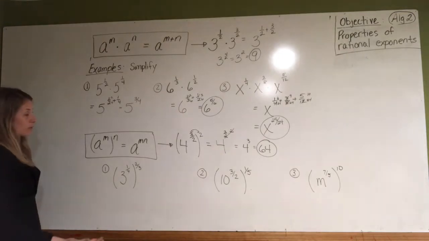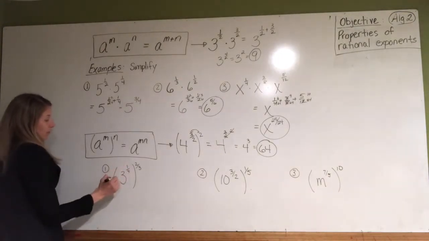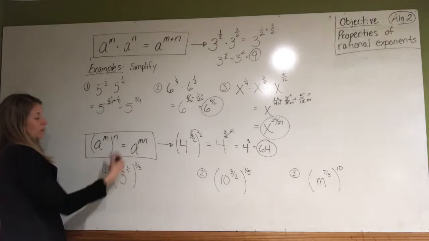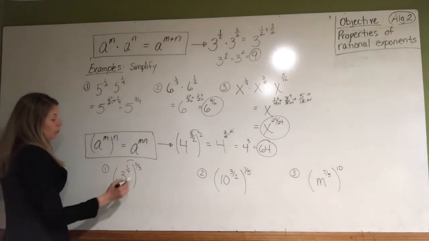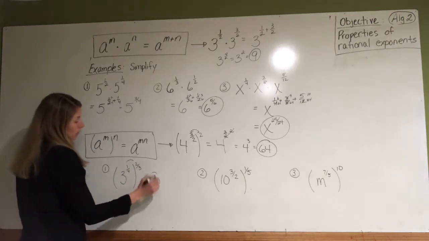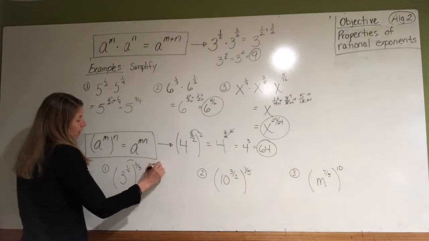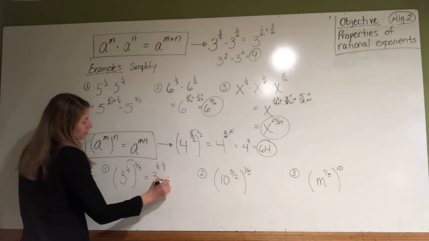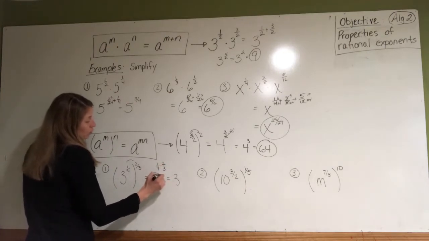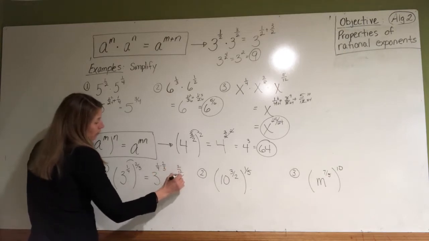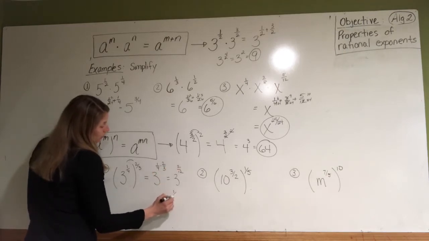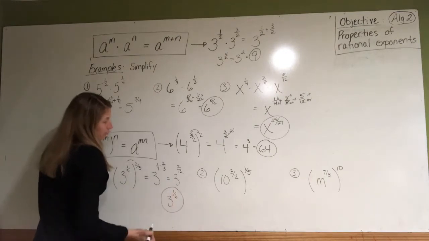So now let's try these three examples. Again, we have 3 raised to a power, and then that is raised to another power, so we're going to multiply those two powers together. So 1/4 times 2/3 is going to give me 2 over 12, which of course simplifies to 1/6.